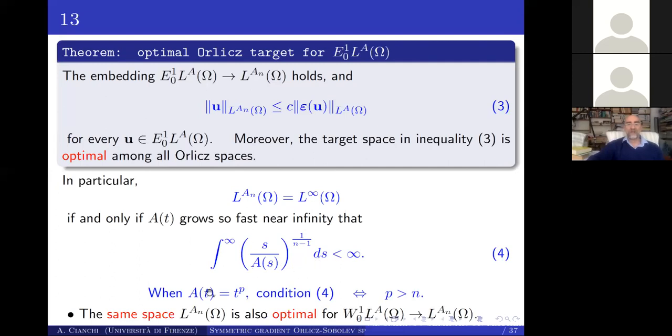Moreover, this space that appears here, as I've anticipated, is optimal also for embedding of the classical Sobolev space, where we have the full gradient, and this is the embedding that I proved several years ago for this space. So as I told you, in this framework where the target space is rearrangement invariant, there is no difference between full gradients and symmetric gradient embeddings. The targets are the same. The optimal targets are the same.